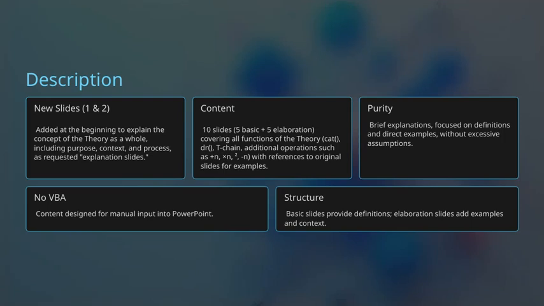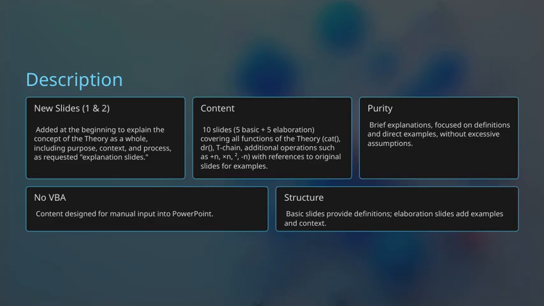Here, we're focusing on the description of new slides 1 and 2, which are added at the beginning of the presentation. These slides serve an important purpose: to explain the concept of the entire theory, its purpose, context, and process. Think of them as explanation slides that set the stage for everything that follows. It's also important to note that there's no VBA involved here. The content is designed for manual input into PowerPoint, so we're working directly with the slides we create ourselves.